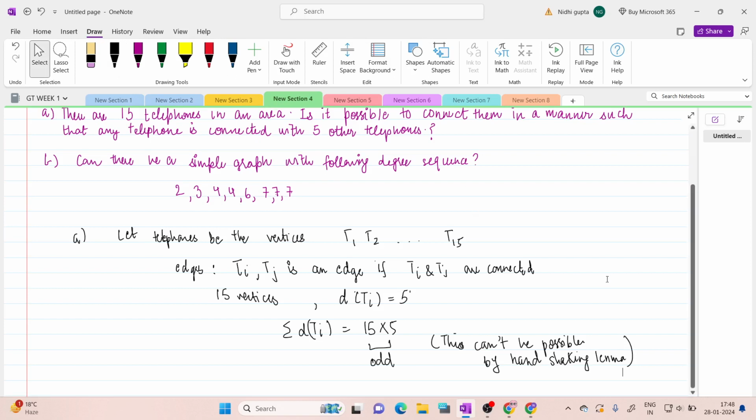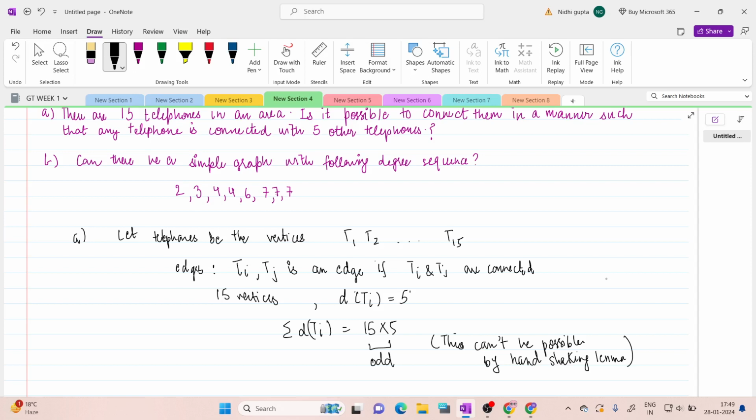Another argument. The equivalent statement of the handshaking lemma is that in a graph, the number of vertices with odd degree should be even. And in this case, we have an odd number of odd vertices. Therefore, this is not possible. Good, so that is also a nice argument. Now what about part B? Is everyone clear with the first part?